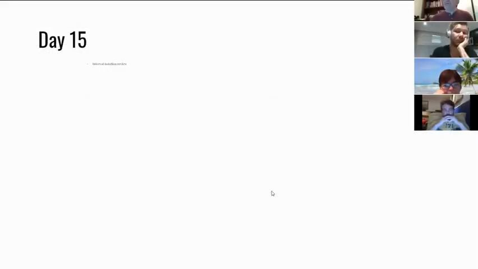So here is the plan for day 15. We're going to do a review of interval notation. I know sometimes this is a topic that is actually very easy, but the notation sometimes throws us off. So we're going to do a review of that.